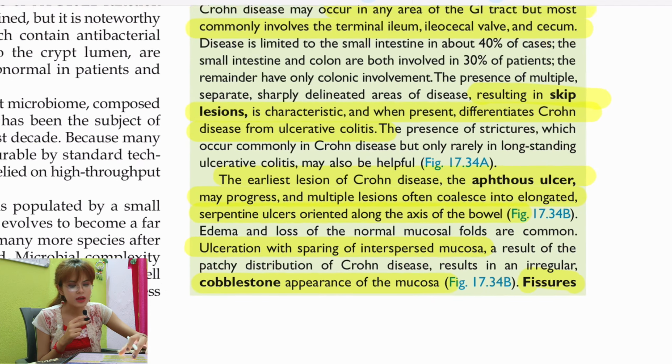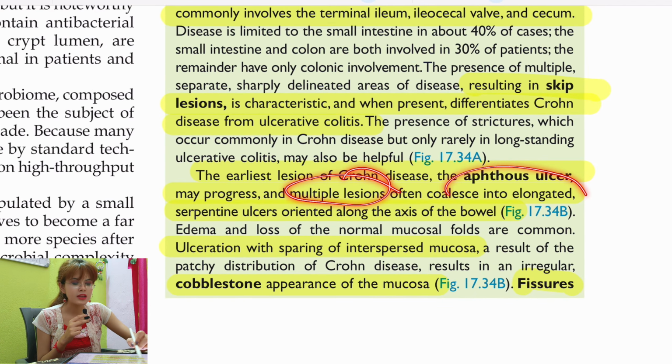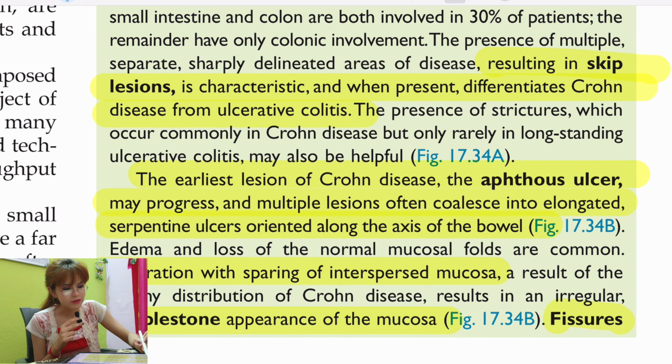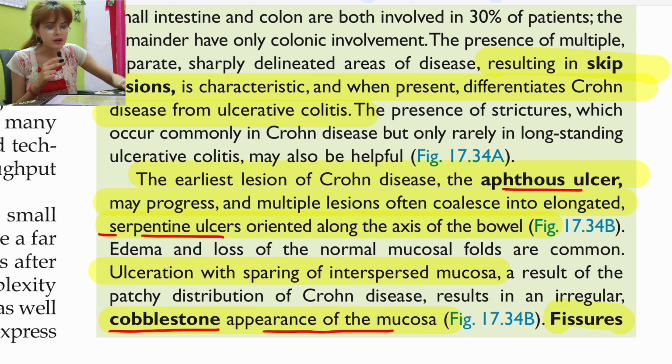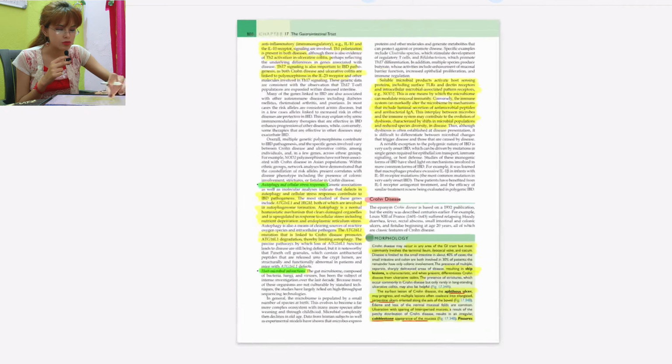A very important question. May progress and multiple lesions may coalesce to form elongated serpentine ulcers along the axis of the bowel. So all these points are very, very important. You may have aphthous ulcers which can ultimately result in formation of serpentine ulcers. Now ulceration with sparing of the interspersed mucosa, as I said, there are skip lesions. Now this will result in an irregular cobblestone appearance of the mucosa. So now because there is kind of a skip lesion, some parts involved, some parts not involved, therefore this will give rise to cobblestone appearance of the mucosa.